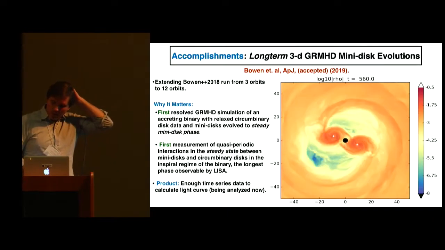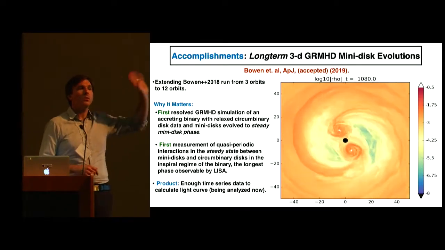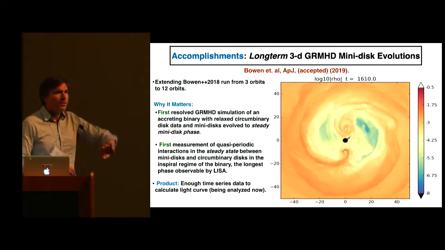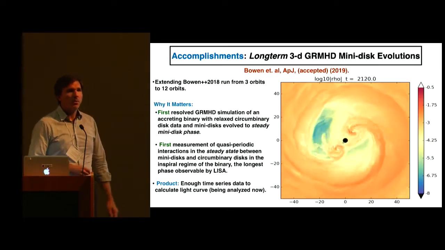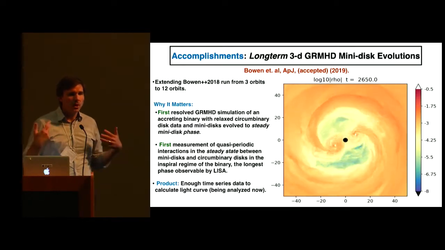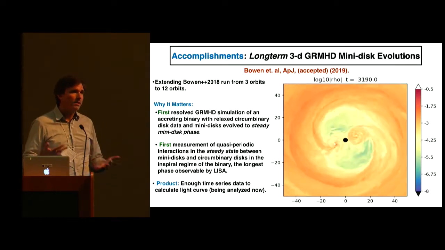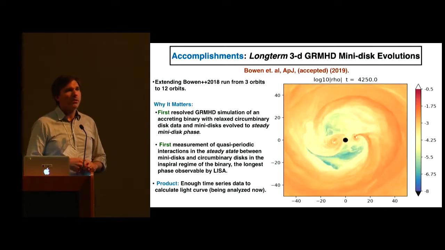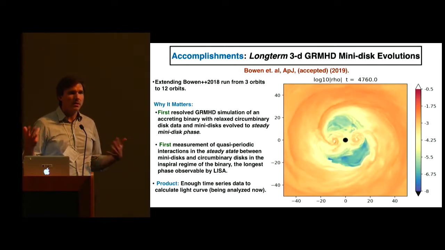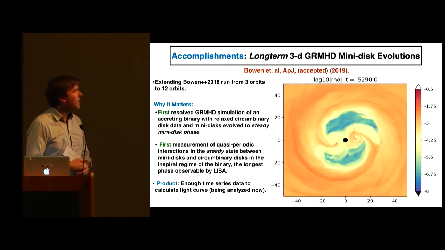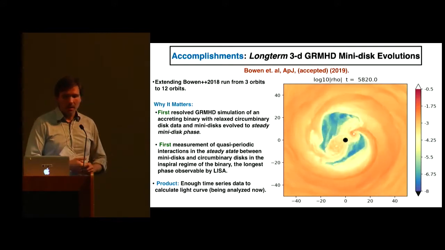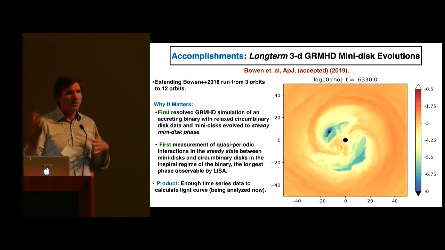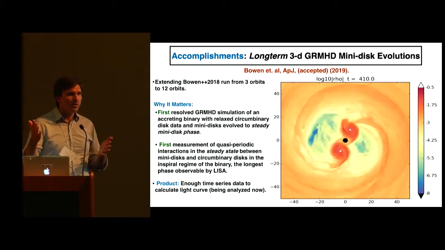So this year we extended the simulation to 12 orbits. We were like, hey, let's just keep on going. The goal here is to actually get some sort of steady state in the accretion flow. With 3 orbits, it was questionable whether the disk and the gas had settled into some sort of steady state. Now we're confident that there was a steady state between the minidisks and the circumbinary flow.